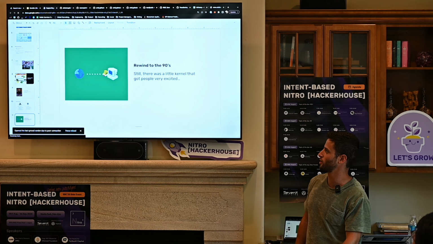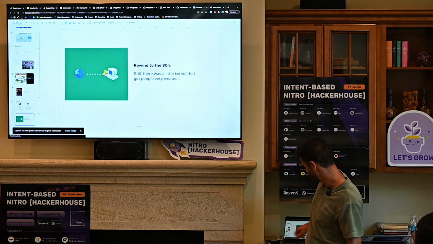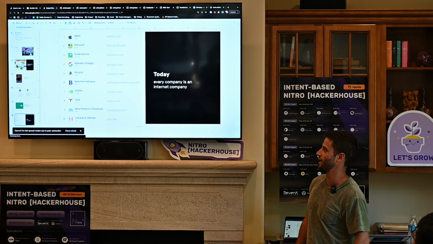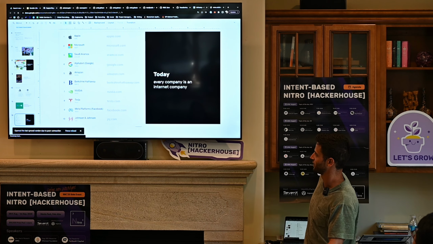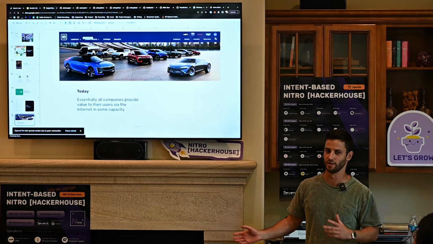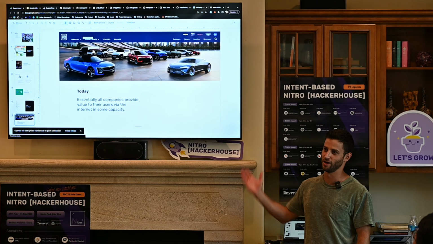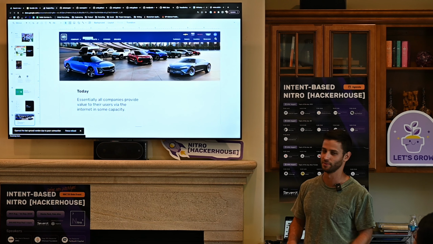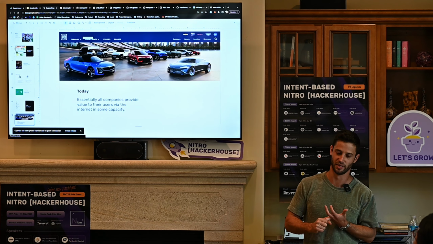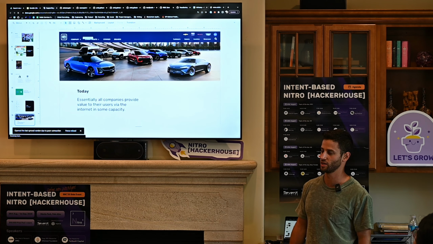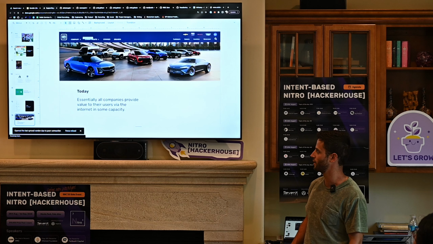But still, there was a little kernel in the internet that got people very excited. And today, I would argue that every company is an internet company. And specifically, what I mean by that is that all companies provide value to their users via the internet in some capacity. So even on the list before was Saudi Aramco, and that's not an internet company, but you can go to SaudiAramco.com, learn about Saudi Aramco, learn about their business, see where, as a vendor, you might be able to distribute their products, et cetera. And so they're able to provide some value to their customers and to their user base across the internet.